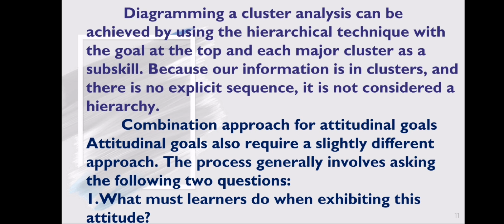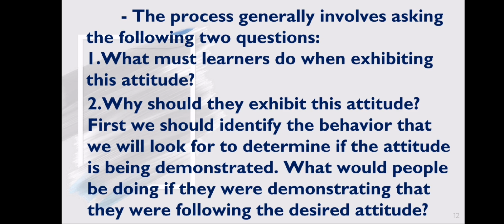Combination approach for attitudinal goals also require a slightly different approach. The process generally involves asking the following two questions. Number 1, what must learners do when exhibiting this attitude? Number 2, why should they exhibit this attitude? First, we should identify the behavior that we will look for to determine if the attitude is being demonstrated. What would people be doing if they were demonstrating that they were following the desired attitude?